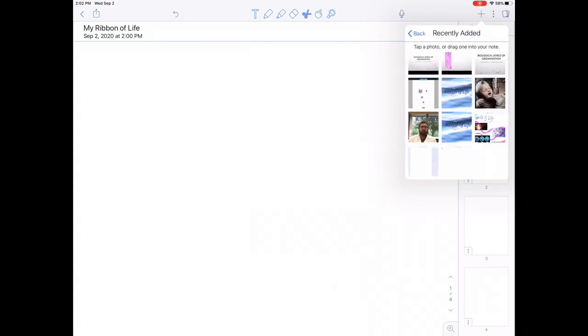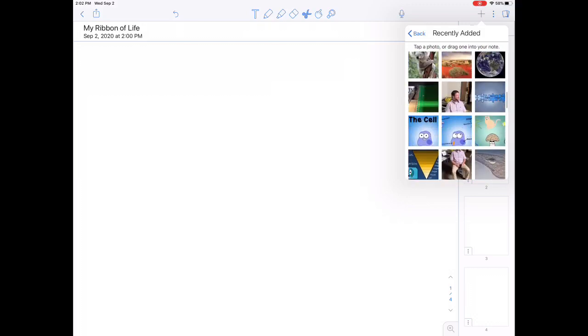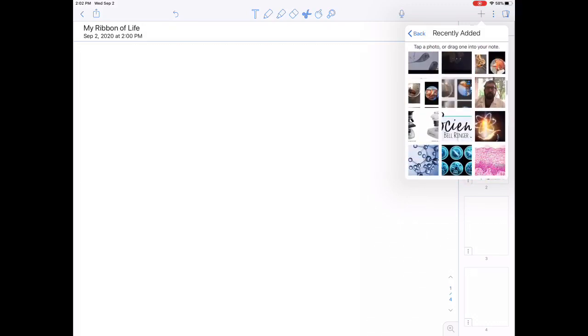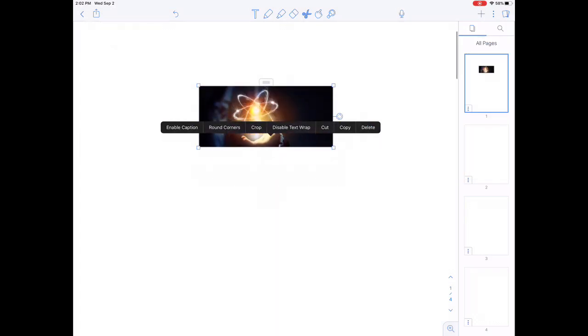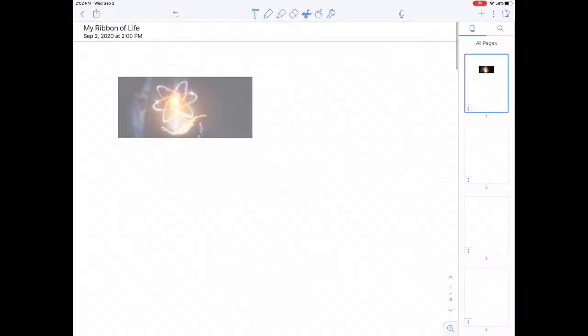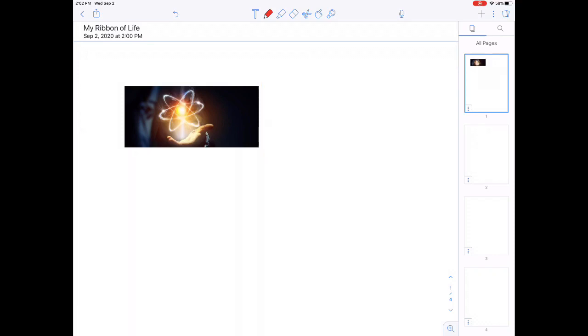We're going to look for our picture of our atom. If you have one, it doesn't have to be the same as mine, but you can take your picture of an atom, put it in. Let's label that as our atom.